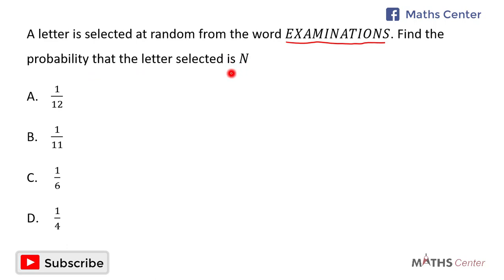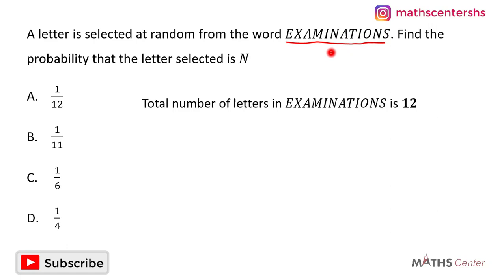The probability that the letter selected is N is equal to the number of N's in this word divided by the total number of letters in this word. The total number of letters in the word examinations are 1, 2, 3, 4, 5, 6, 7, 8, 9, 10, 11, 12. So we have 12 letters in the word. The number of N's in this word are 1, 2.